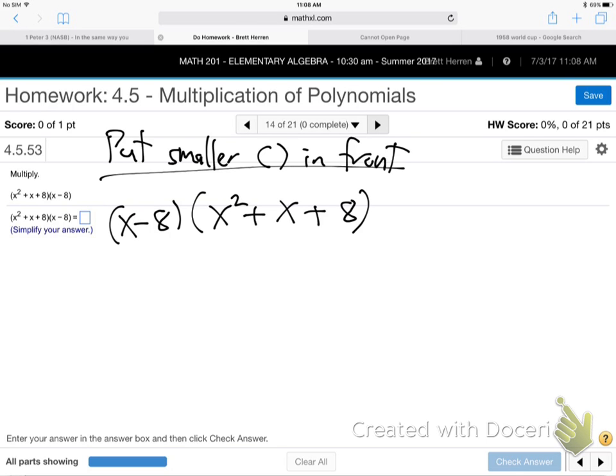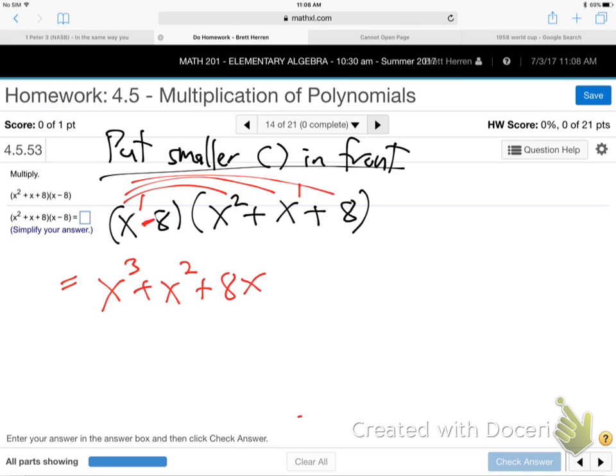Okay. Make sure that minus sign is right on that 8. So the x goes to all 3, and we get x cubed. Remember, powers add. X cubed plus x squared plus 8x. He's done.